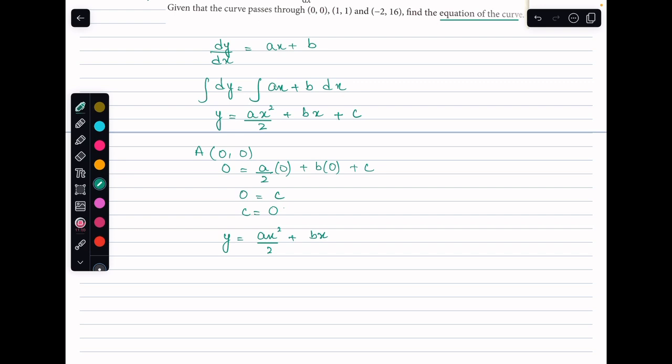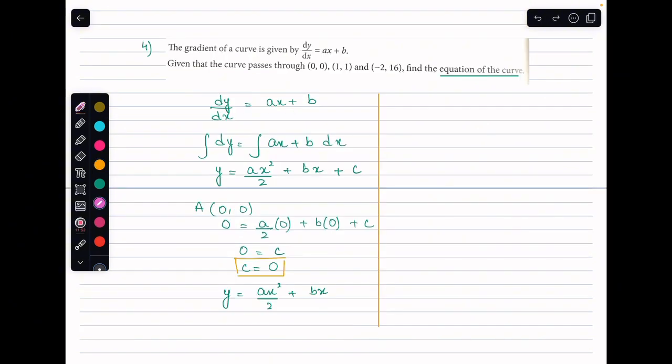So c equals 0 also tells us that this is the curve which is passing through the origin, giving us the y-intercept, which is equal to 0. So a (0, 0), again I can see that it's the curve which is passing through the origin here. So using the second information, I have b, which is (1, 1).